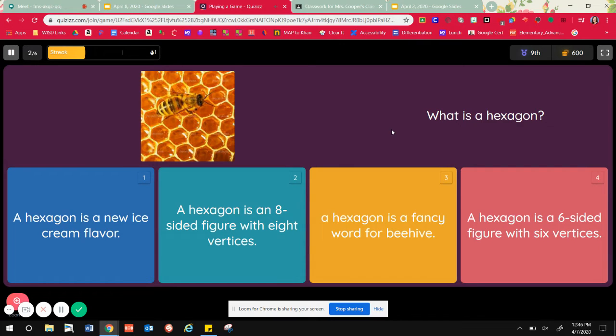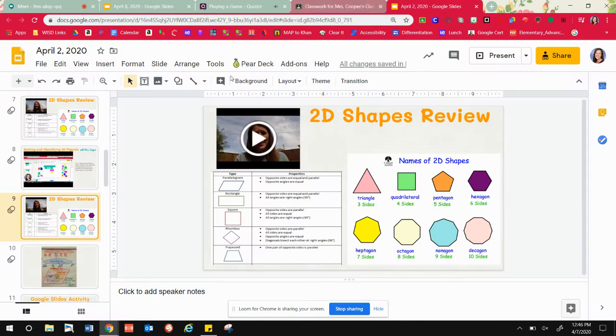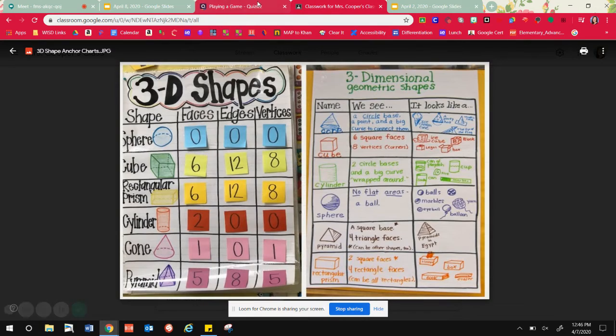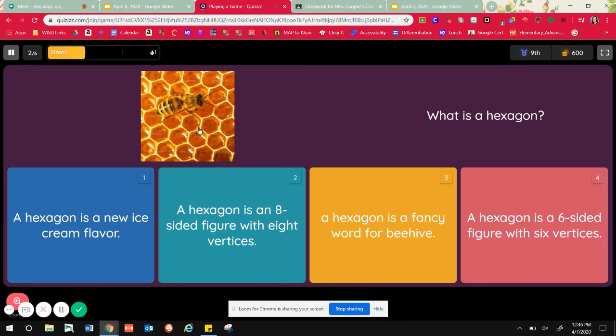Next up, what is a hexagon? I know I have an anchor chart for this. Let me go peek. A hexagon is a 6-sided figure, and it even shows me in the picture a hexagon. So a hexagon is a new ice cream flavor. That's a silly one. That's a bozo. A hexagon is an 8-sided figure with 8 vertices. Even when I look at that picture, I notice there's not 8 sides and 8 vertices.